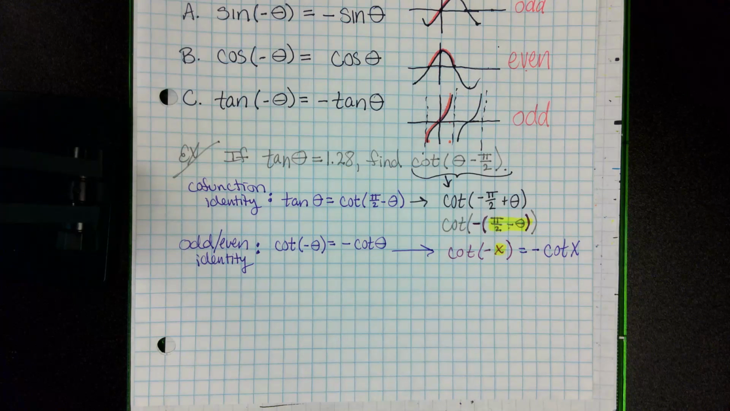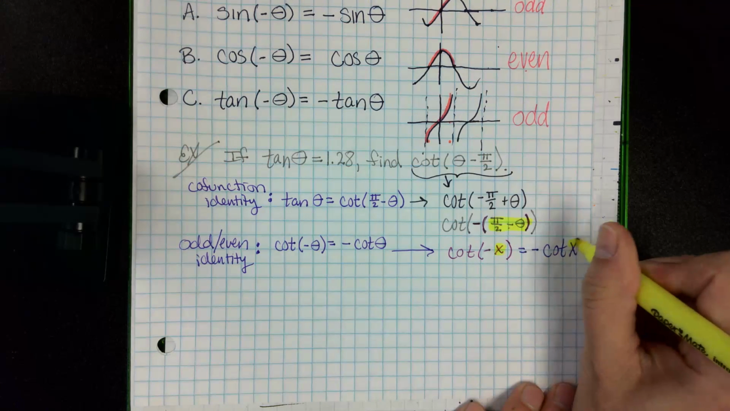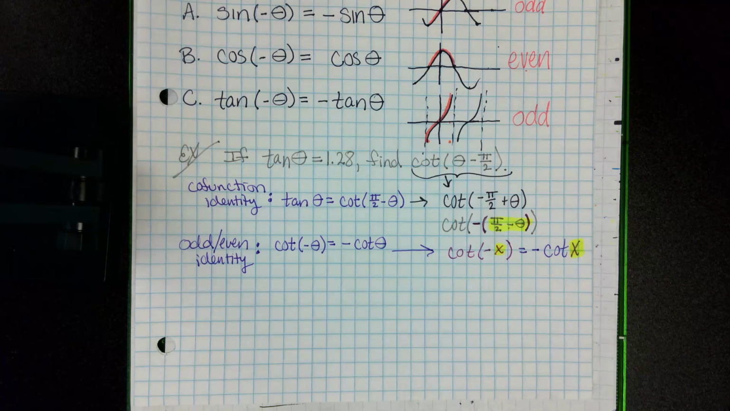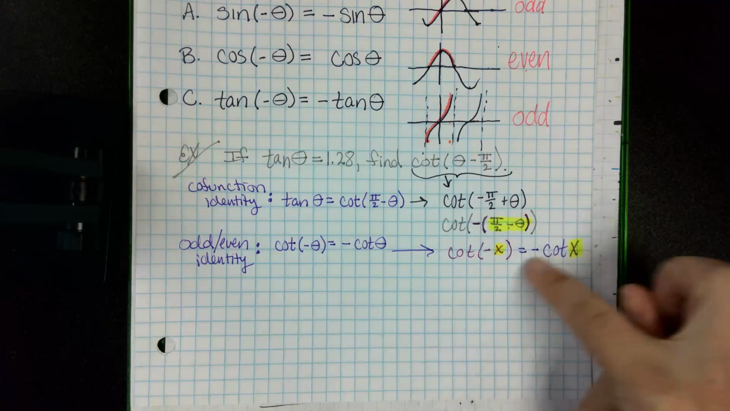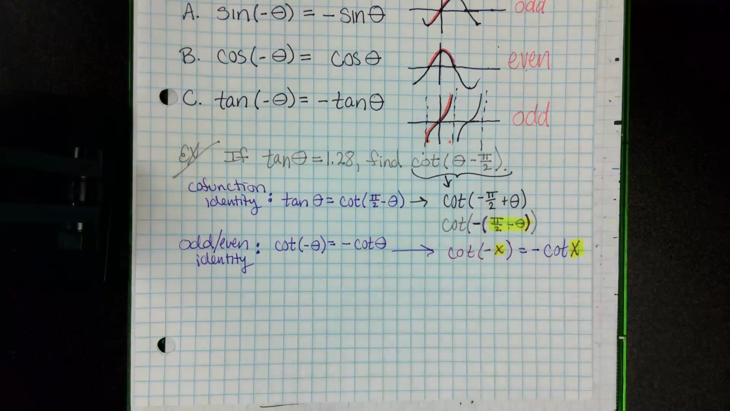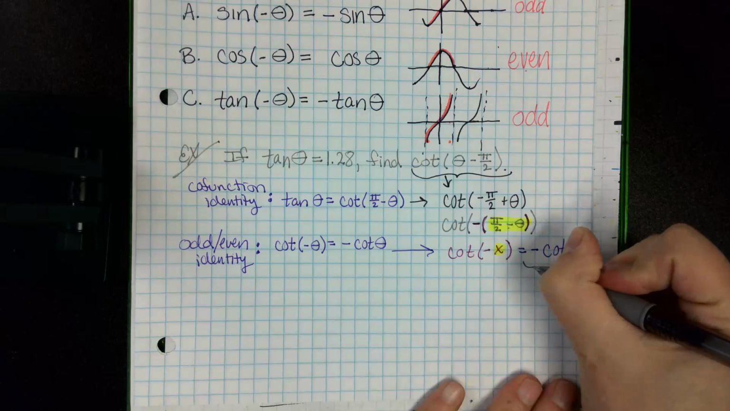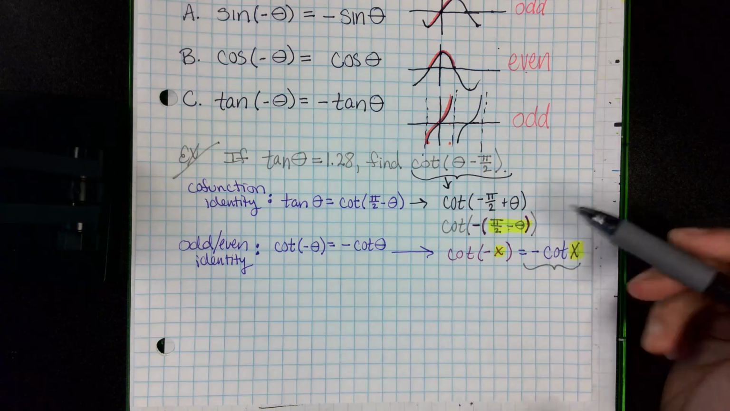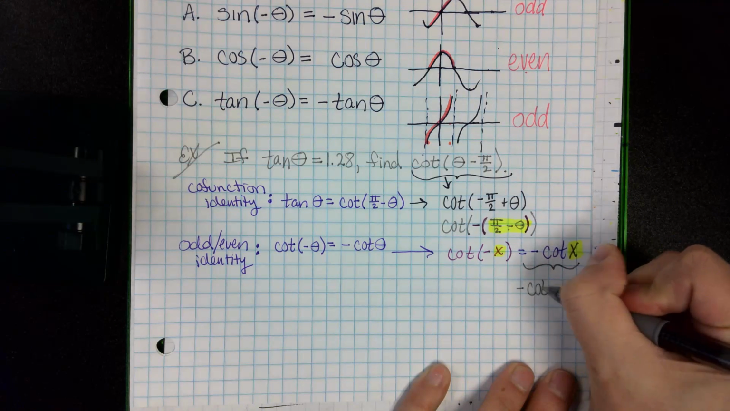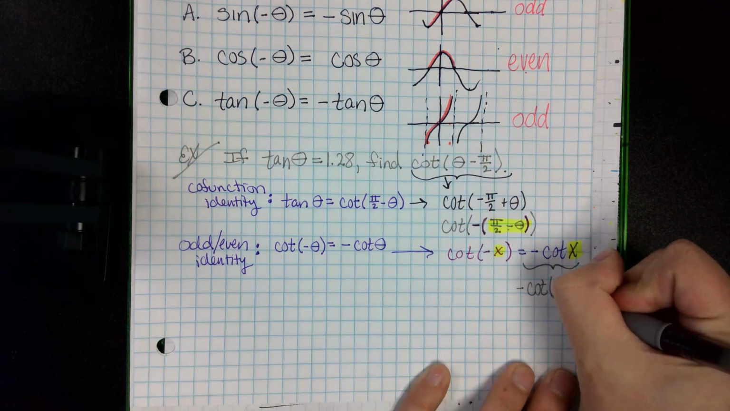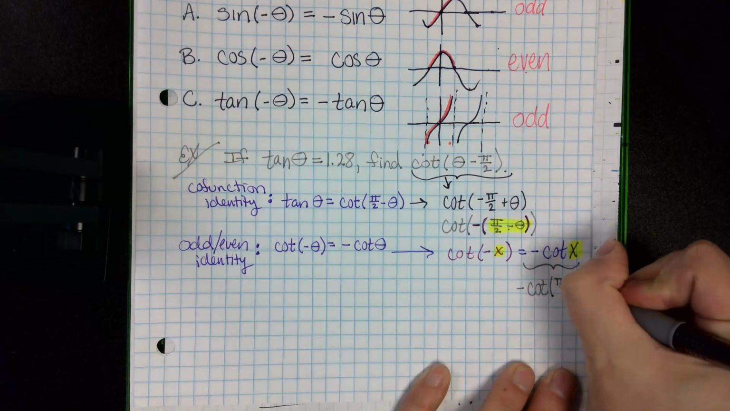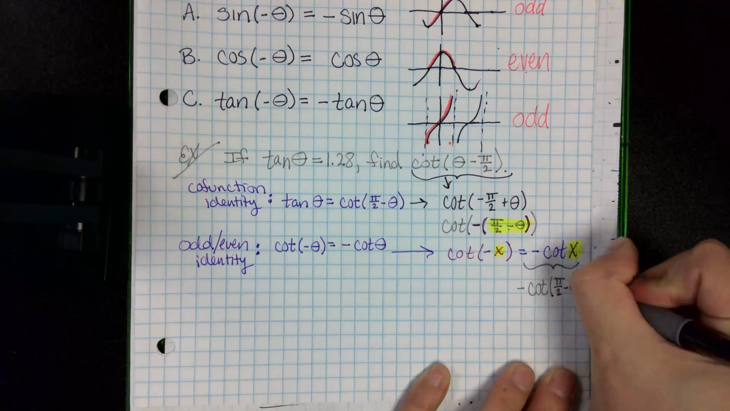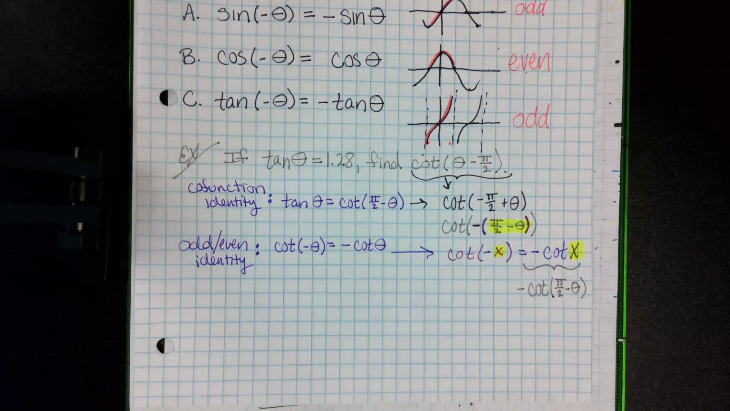Okay? That's my x. All right, so I was just temporarily using that x as a placeholder. But now that I've moved over to this, let's get rid of the x again. So now this is where I'm at: negative cotangent, but instead of x, I'm going to put back in pi over 2 minus theta. Okay, we're good?